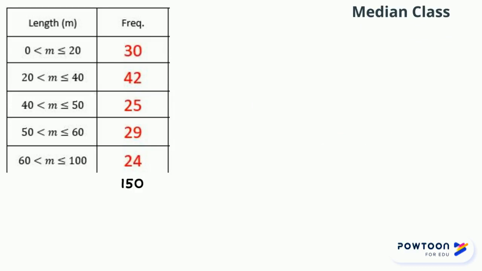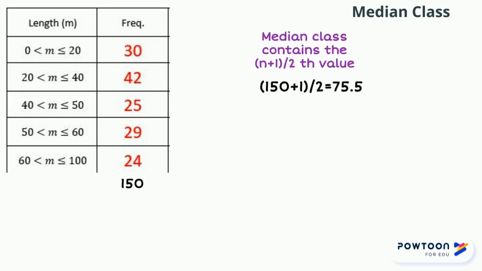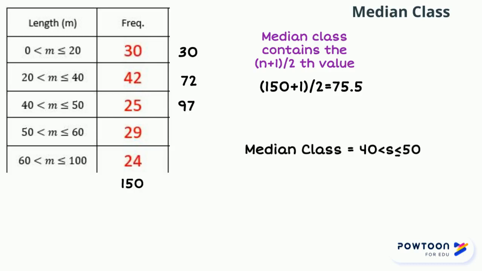To find the median class, we'll do 150 plus 1 divided by 2. That's 75.5. So we're looking for which interval will contain that position. So the first one contains 30. That's not enough, so we'll go to the next one, which is 72. Still not enough, so we have to go one more. So the median class is in the 40 to 50 range.